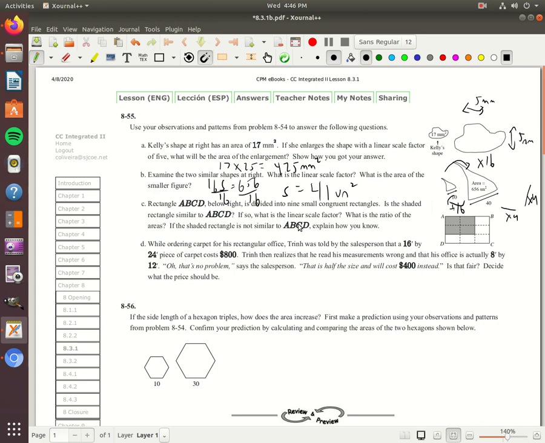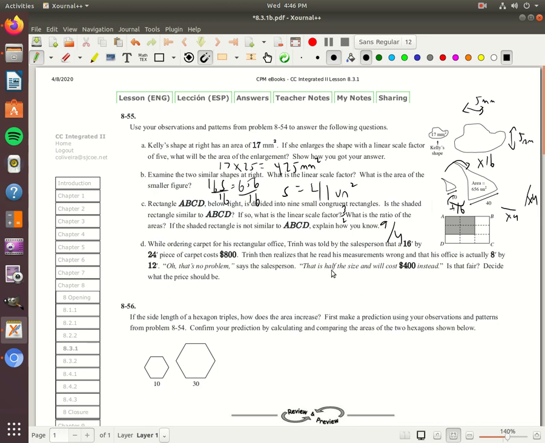All right, so if so, what is the linear scale factor? Well, I'm going from big to small, so I would say the linear scale factor is 3 to 2. And what's the ratio of the areas? Well, it looks like it's 9 for the big one and 4 for the small one, right?